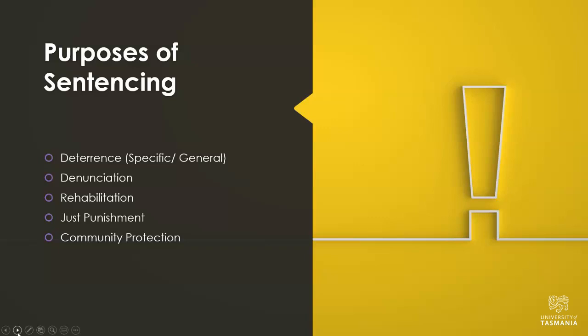Just punishment is also another purpose of sentencing. Just punishment is making sure that you don't punish someone too excessively or too leniently, but you find the balance to ensure that the victim, the community, the offender, and the court are all in agreement that this is the ideal, or not necessarily ideal, but the just punishment for the individual for the crime that they've committed. And the last purpose of sentencing is community protection.